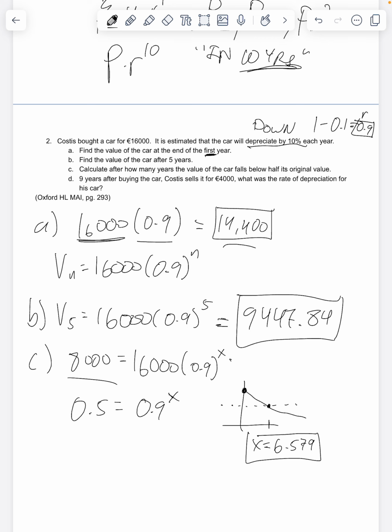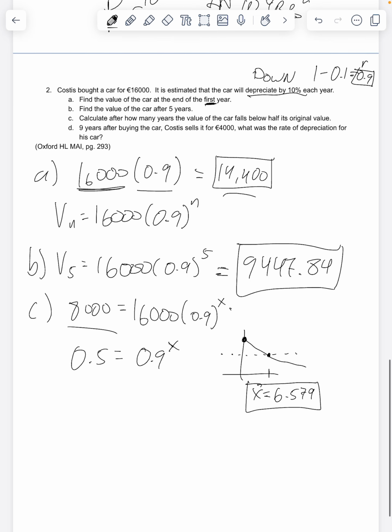Another way to do this is you could use logs. If you really like logs, log base 0.9 of 0.5 would be equal to x, right? You had me last year, it's called an unbump, right? We are unbumping the log, and that'll give you the same thing, the 6.579. But you can always use your calculator, so graphing, I think, is a great way to go. But if you like logs, that's also just fine.